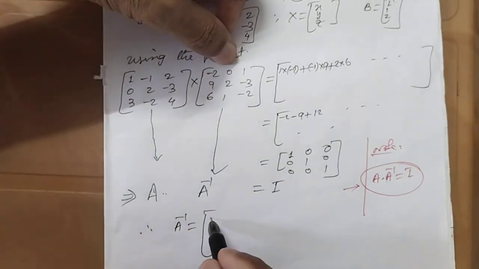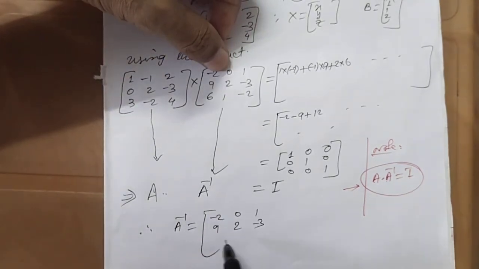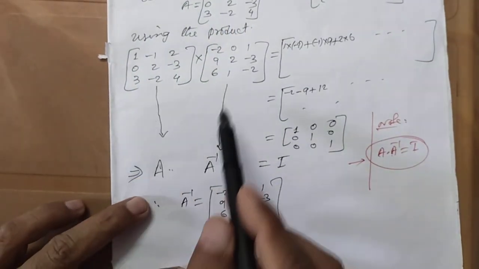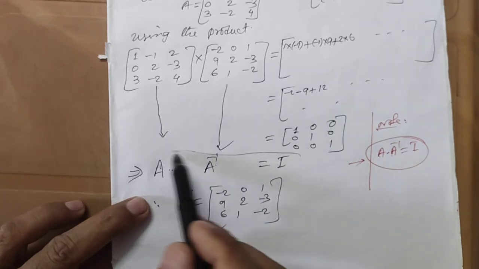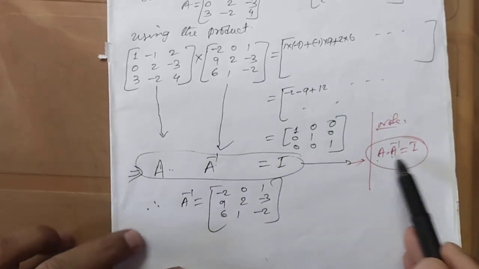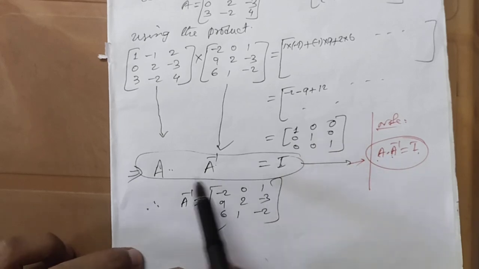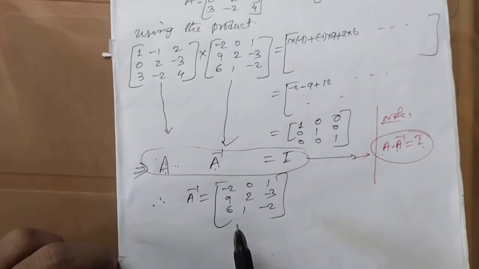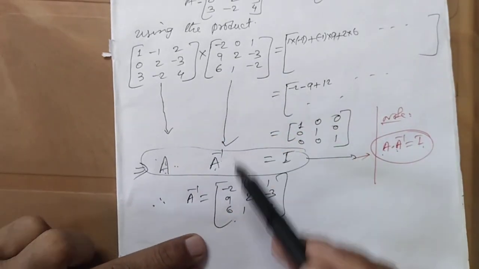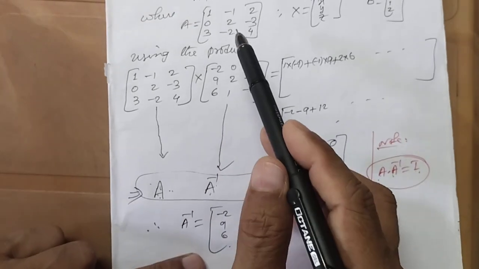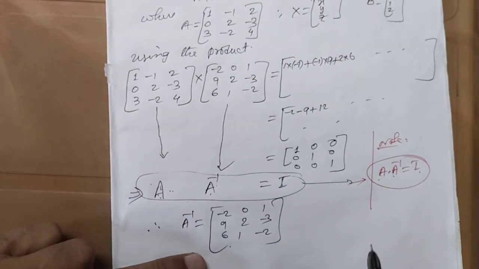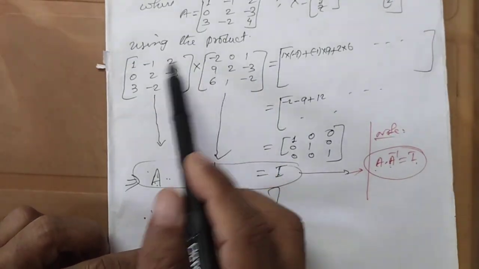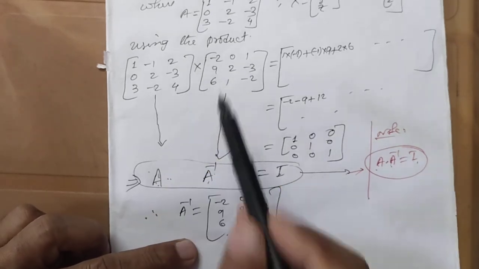So what is A inverse here? A inverse is this second matrix: minus 2, 0, 1; 9, 2, minus 3; 6, 1, minus 2. We got A inverse. This is A, this must be A inverse, because this is the theorem. The right side is the identity, so the left hand side must be A inverse. So you got A inverse by using this product. Before you were finding A inverse by the cofactors method, it was a long process, but now in this question, which is twisted, the product is given and we are asked to use this product to solve, and actually we are using the product to get A inverse.